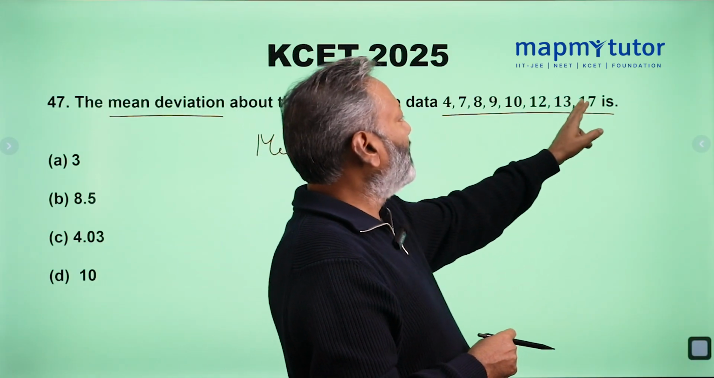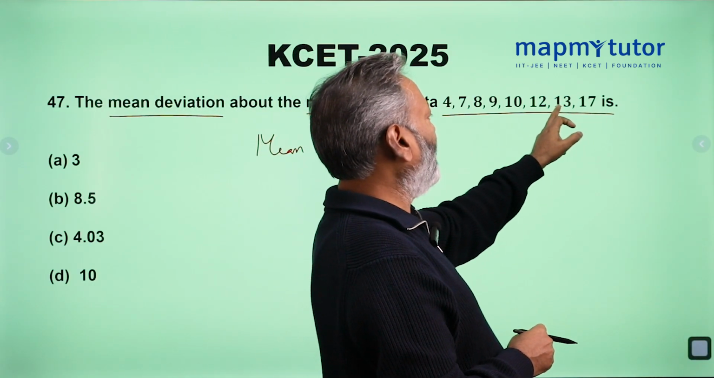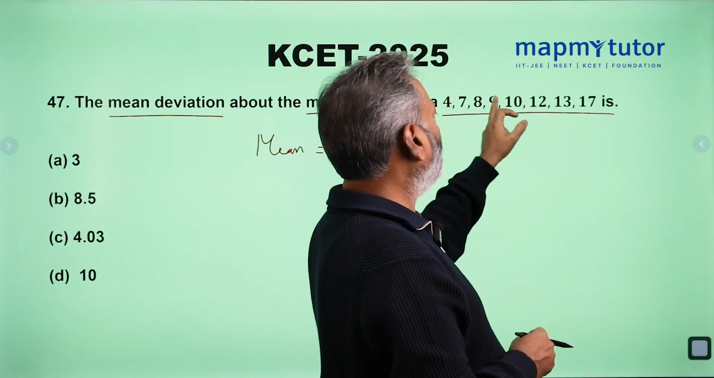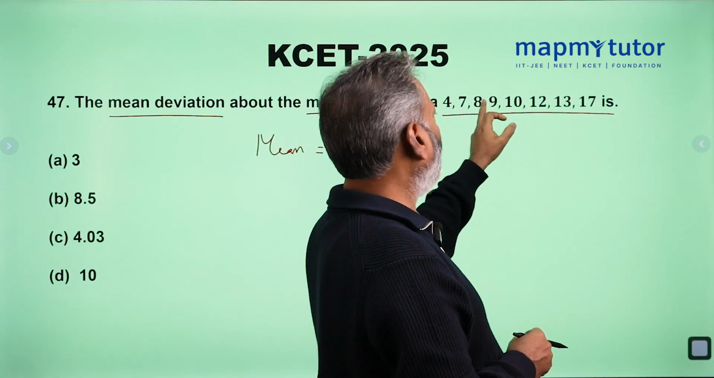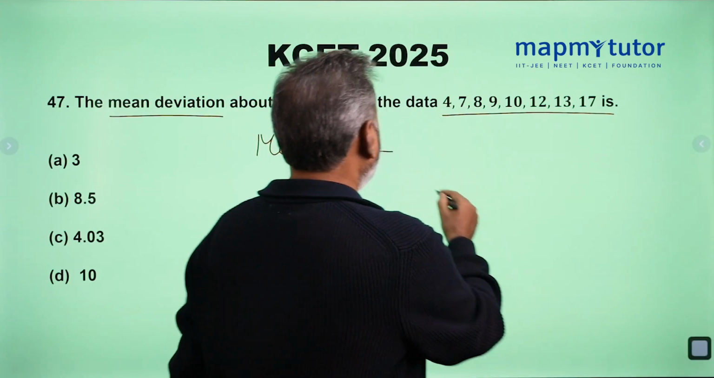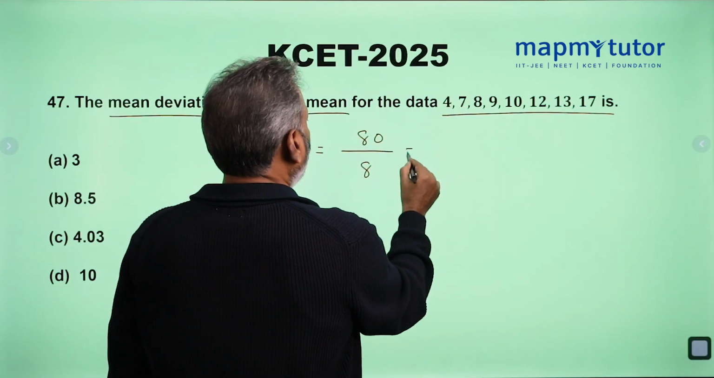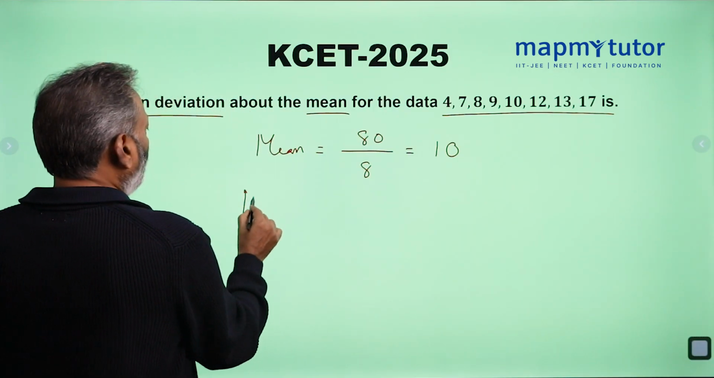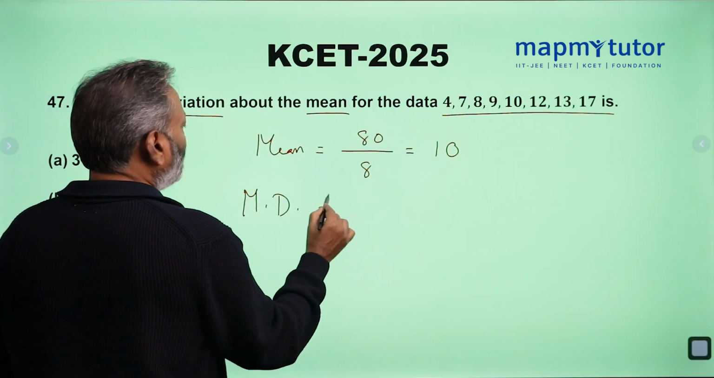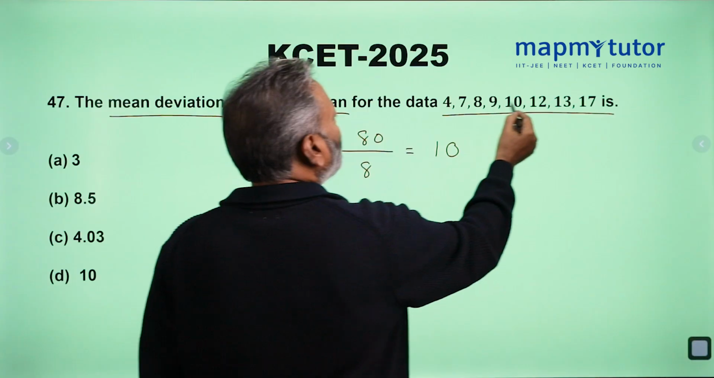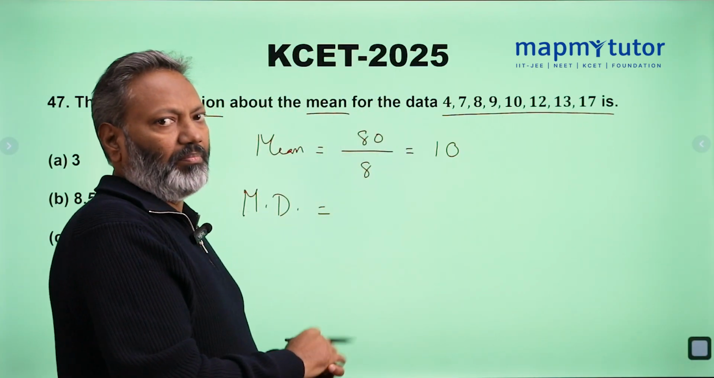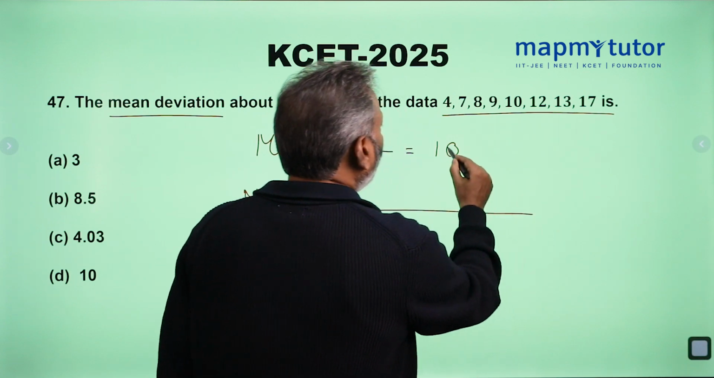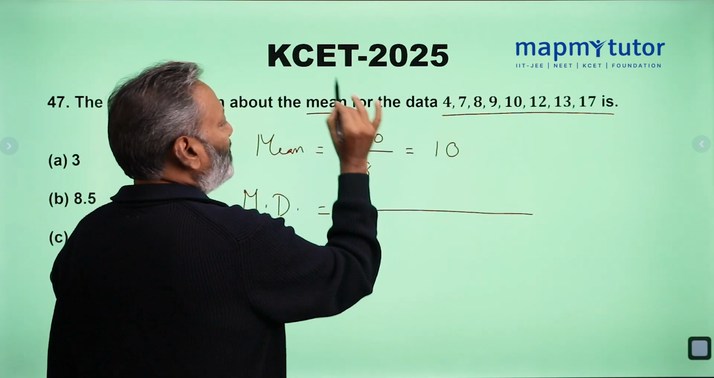Anybody, can you help me? 17 plus 13, 30. Plus 10, 40. 42, 52, 60, 69, 76, 80. 80 by 8 is, of course, 10. This is the mean. Now I need the mean deviation. Mean deviation in the sense, from the mean, how this data is deviating, divided by the number of items again. So I have to take the differences of these data from the mean.